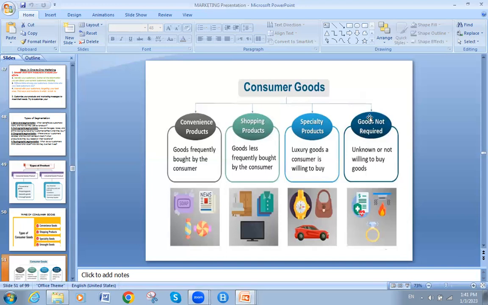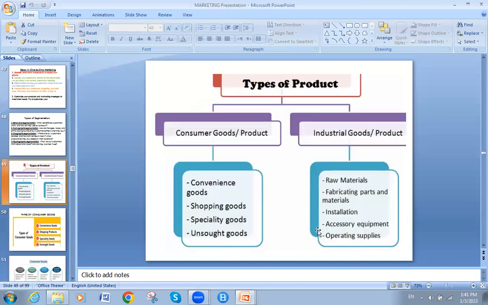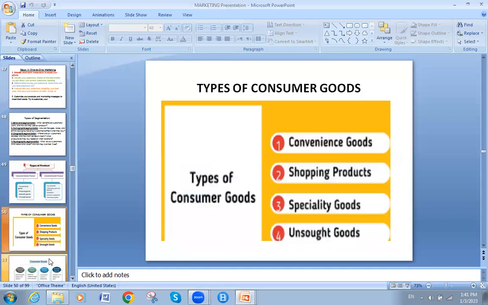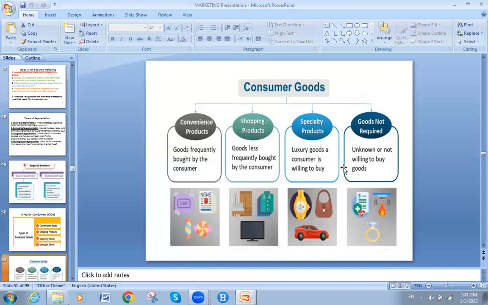Goods not required are the unsought goods. They are the unsought goods, which are not required. Unsought goods, like you see here. Here we go. The unsought goods, which are not required. You hate it. You don't like it. You are forced to buy it.